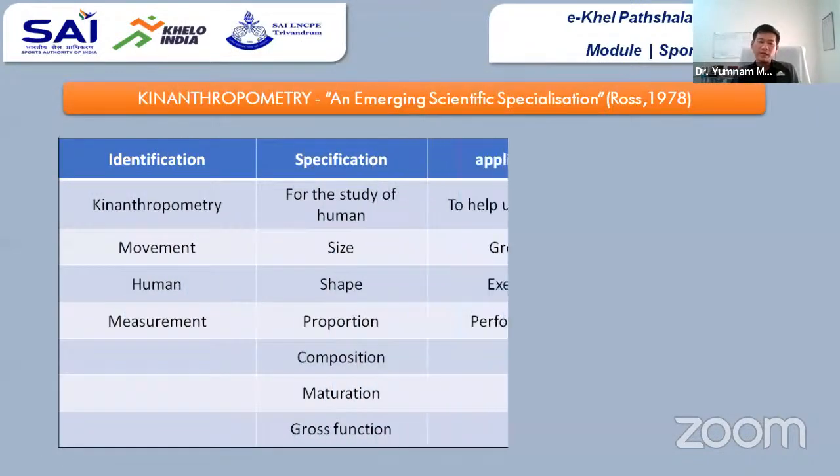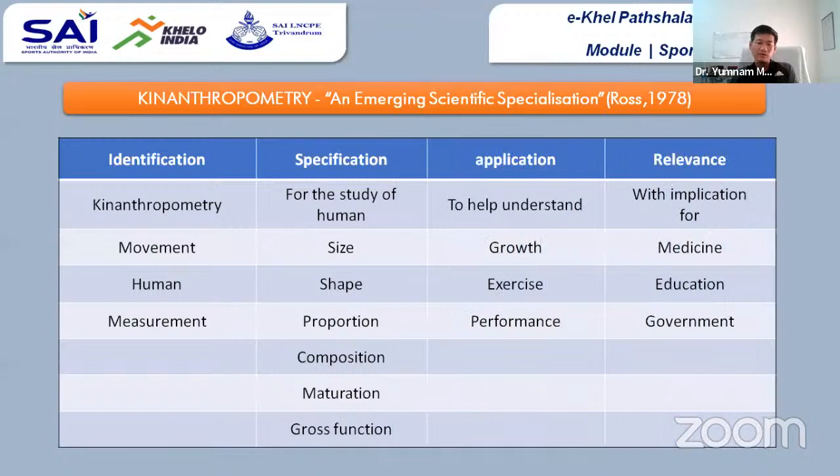This definition was given in this table or chart in 1978. You can see it is more or less the same. Kinanthropometry deals with movement and human measurement, specifically the study of human size, proportion, composition, maturation, and growth function. Its application is in health, to understand growth, exercise, and performance. It is relevant, with implications for medicine, education, and government.